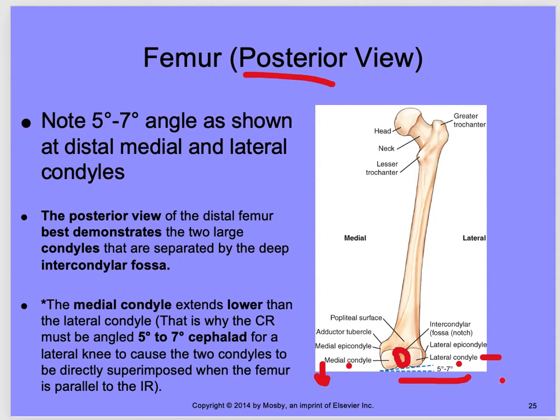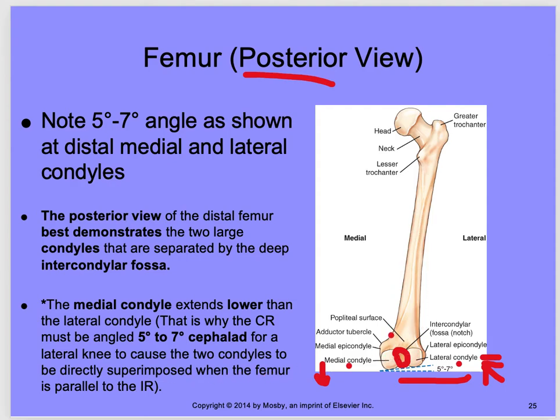So when you're doing a lateral, you're angled 5 to 7 degrees cephalad for a lateral knee to cause the two condyles to be directly superimposed when the femur is parallel to the image receptor. Okay.